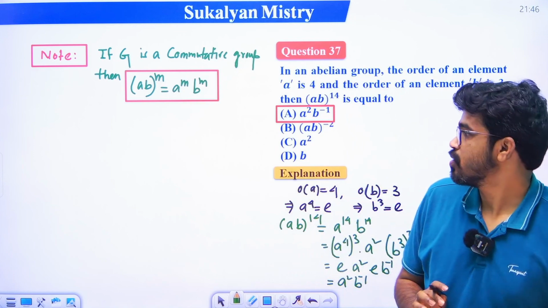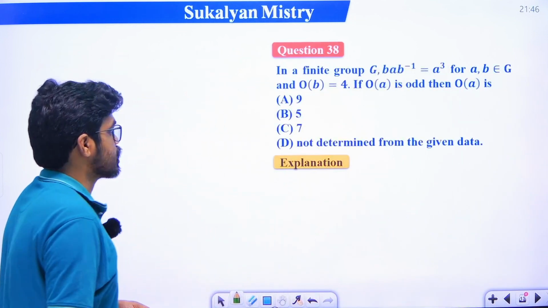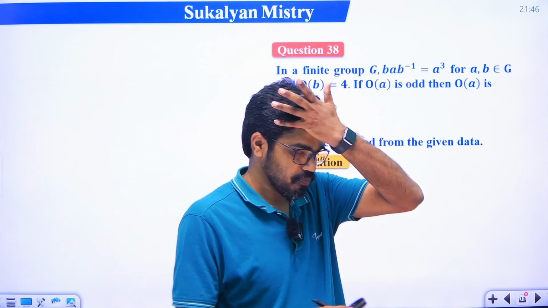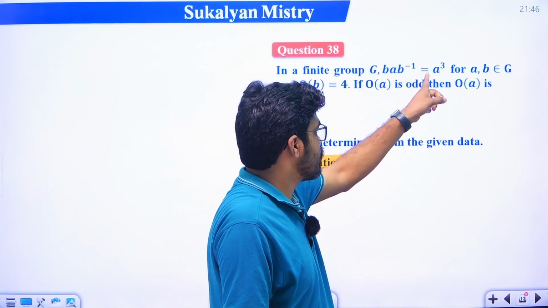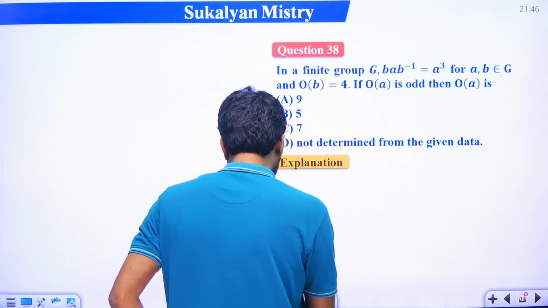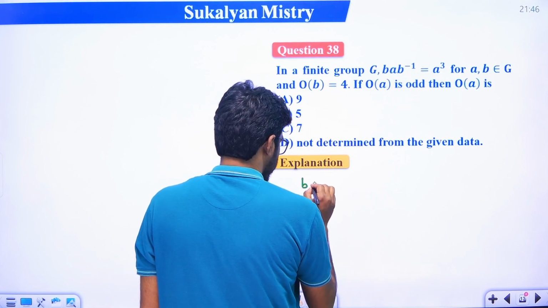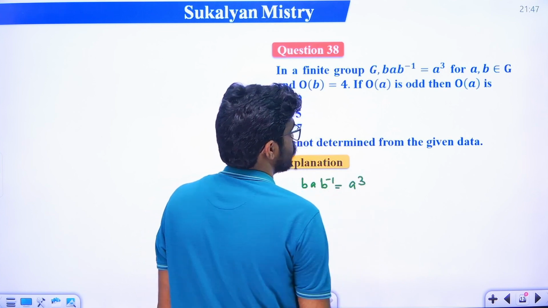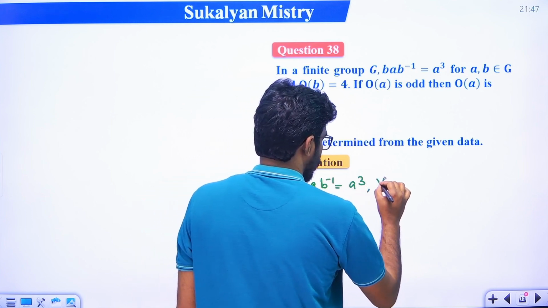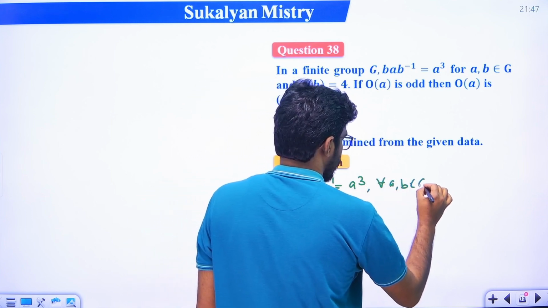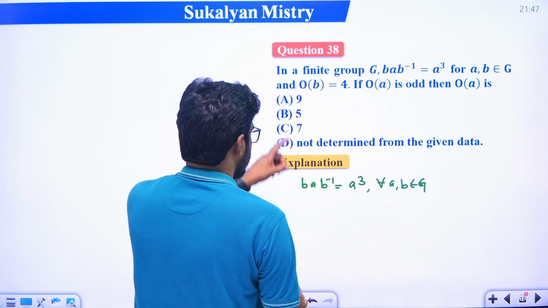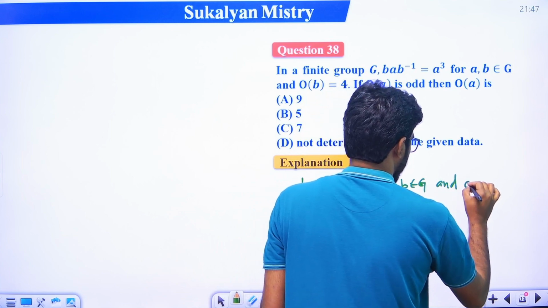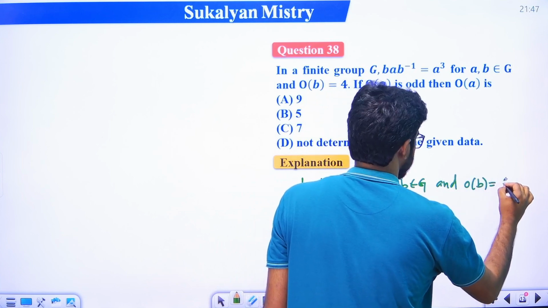Right? Okay, next problem. In a finite group G, B A B inverse is A cube. What is given here? It is given that B A B inverse is equal to A cube for all A, B belonging to G. And also it is given that the order of B is 4.